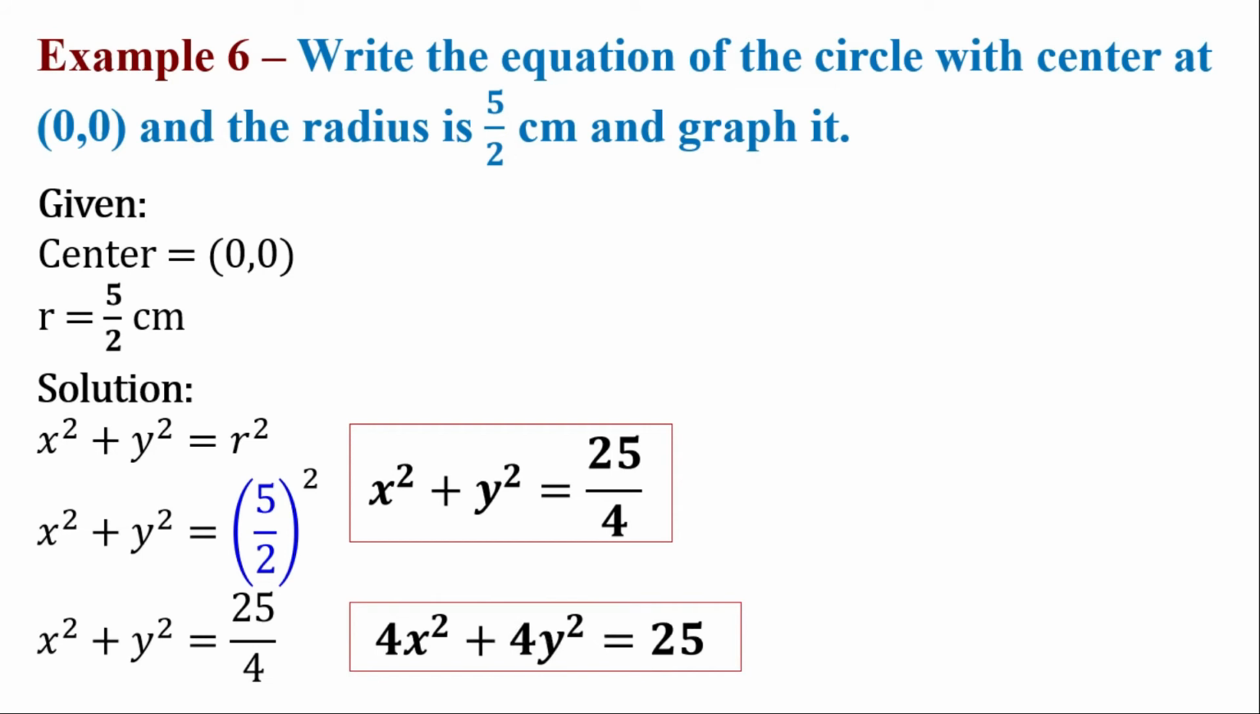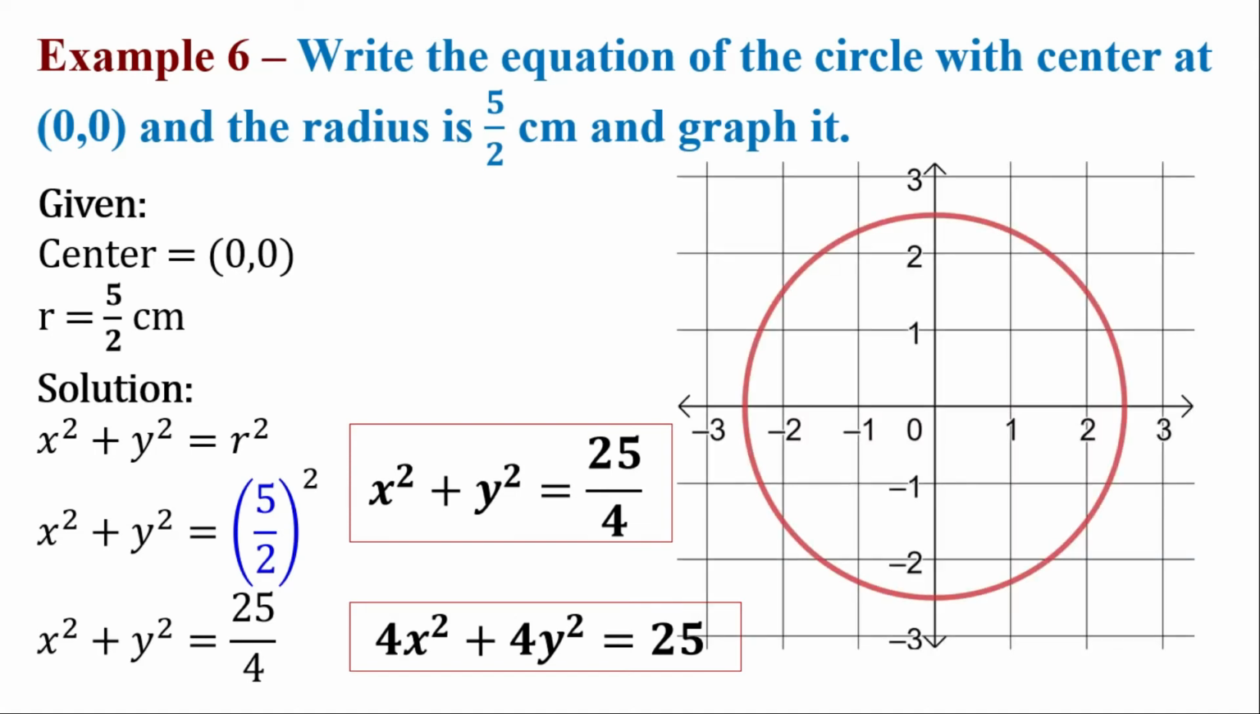Now 5 divided by 2 is 2.5. So this is how we graph them. From the center, we count 1, 2.5, 1, 2.5, 1, 2.5, 1, 2.5, and then you draw your circle.